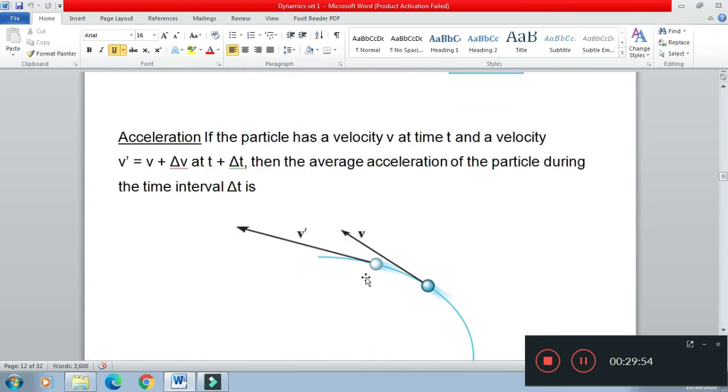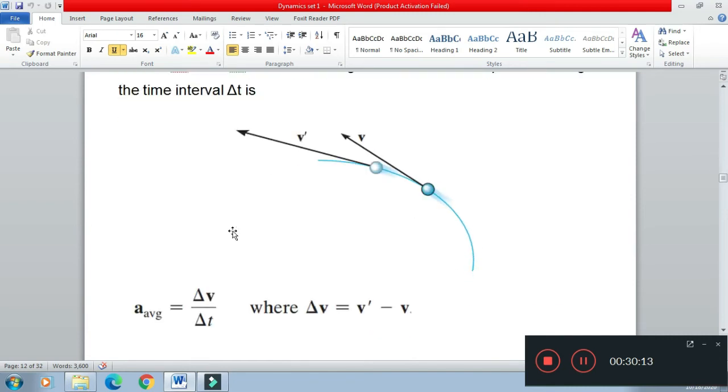Then the next quantity is acceleration. Acceleration is determined from the change in velocity. Suppose initial velocity is v and at the second time instant the velocity is v dash. For the calculation of average acceleration, we will determine delta v and then divide by delta t. This will give the average acceleration.